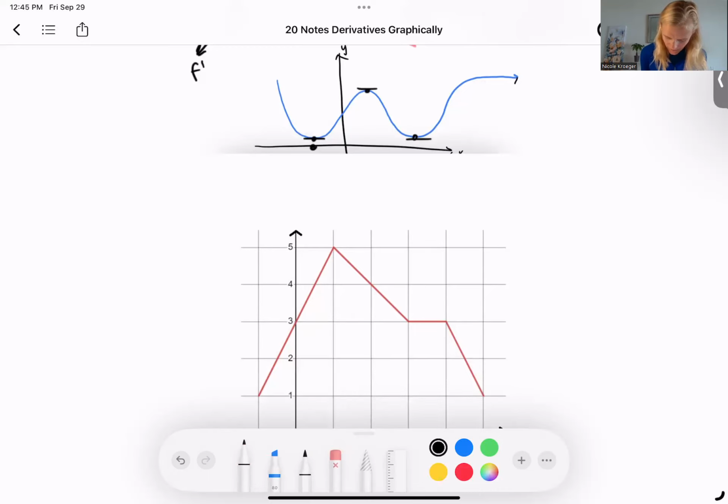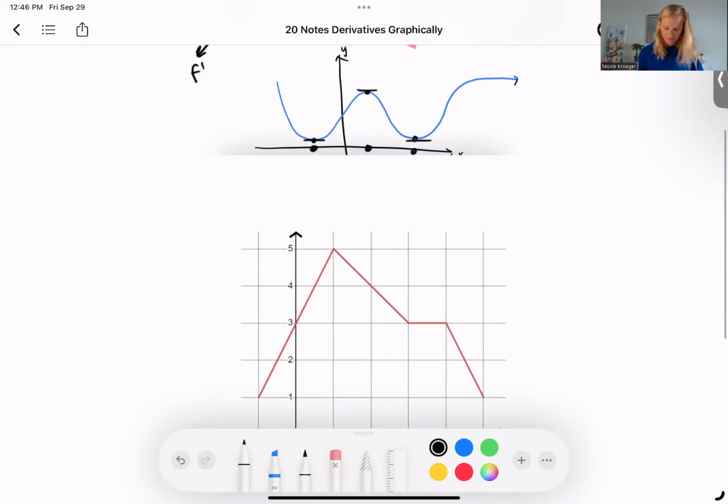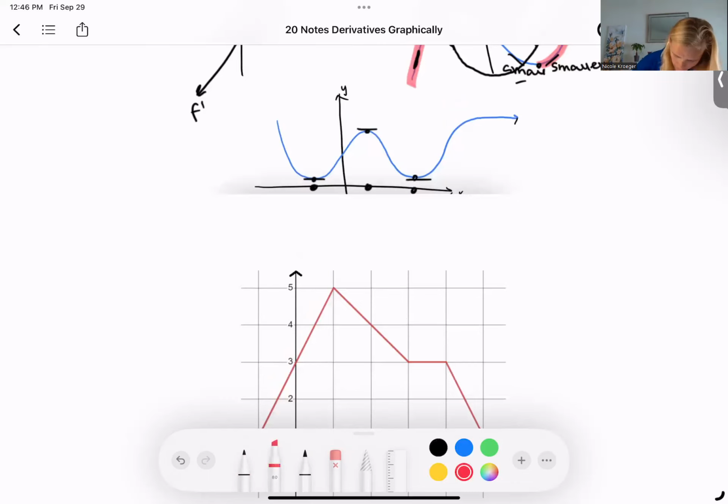So maybe here, here, here. The slope is getting pretty close to 0 over here. It's probably not perfectly 0, but it should definitely be getting closer to 0. And so now let's look at what's happening in between. So between here and here, we have positive slopes. The biggest positive slope seems to be around here. So we maybe have something like this.